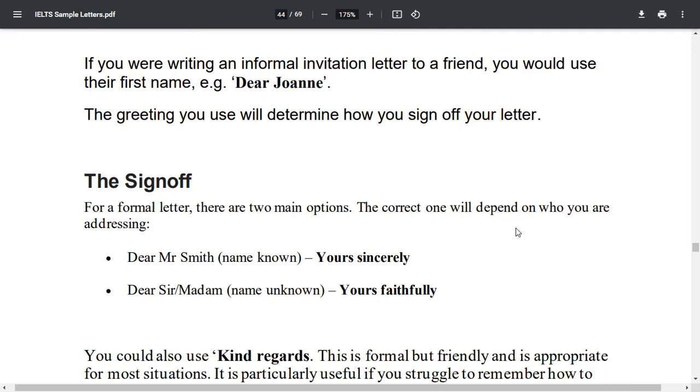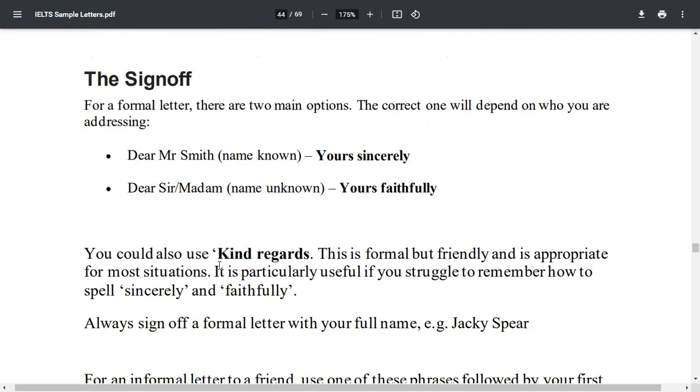So if you, for example, start the letter by "Dear Mr. Smith," which is a known name, then you will have to end the letter by "Yours sincerely." If you start the letter by "Dear Sir/Madam," which is an unknown name, then you have to end by "Yours faithfully." Okay, so you have to know the difference between them. So I'm now talking about formal letters only. You could also use, by the way, "Kind regards" if you forget about "Yours sincerely" and "Yours faithfully," okay?